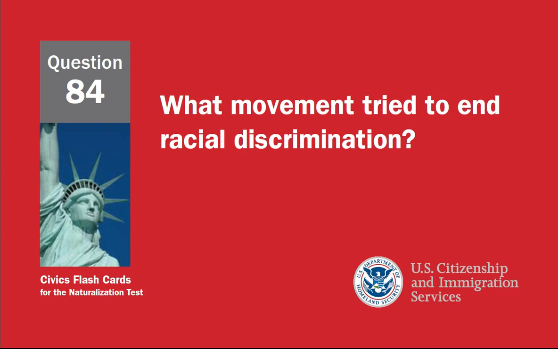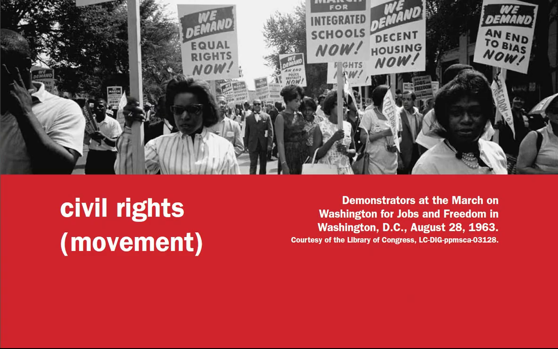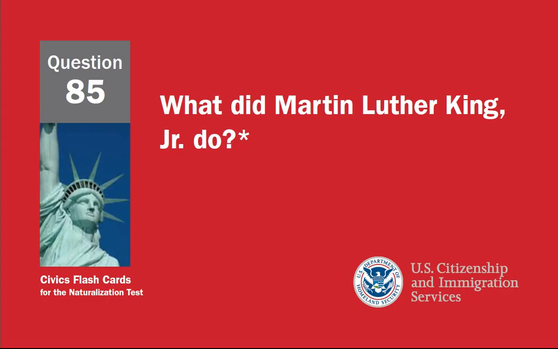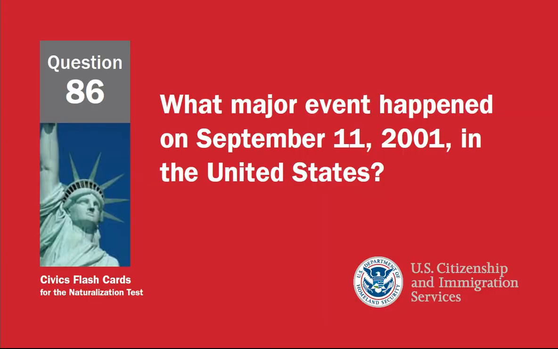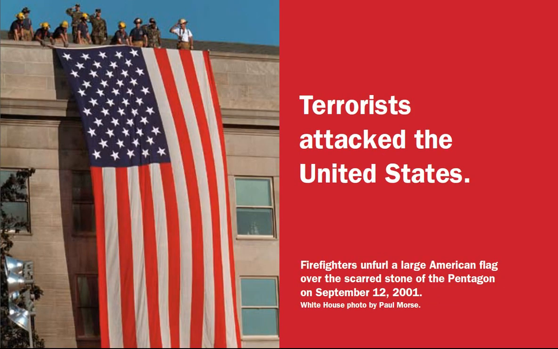What movement tried to end racial discrimination? Civil Rights Movement. What did Martin Luther King Jr. do? Fought for civil rights. Worked for equality for all Americans. What major event happened on September 11, 2001 in the United States? Terrorists attacked the United States.